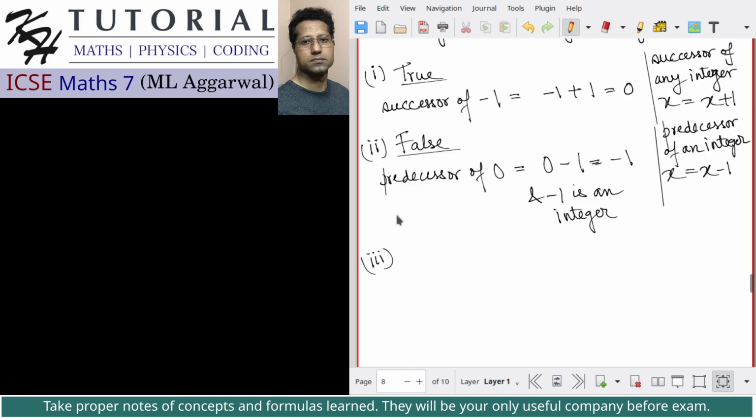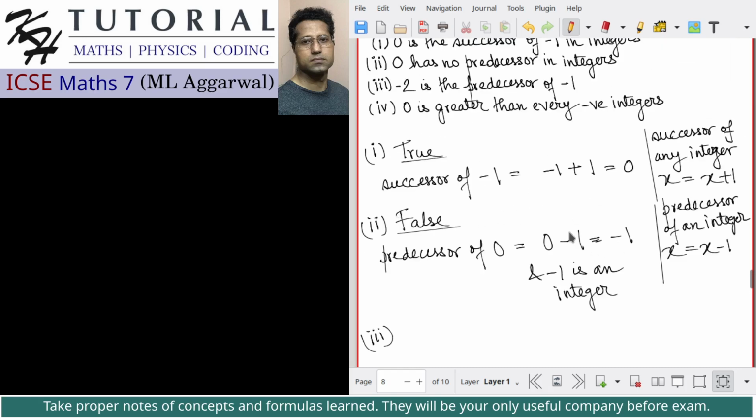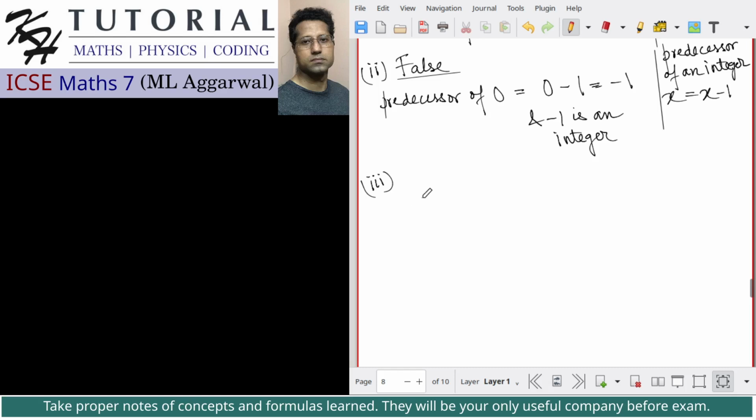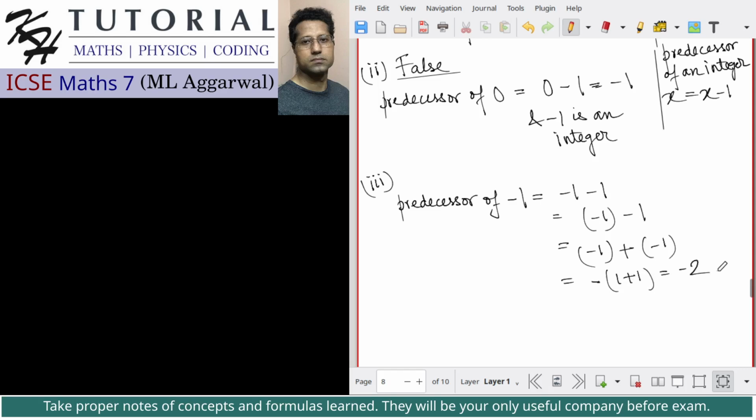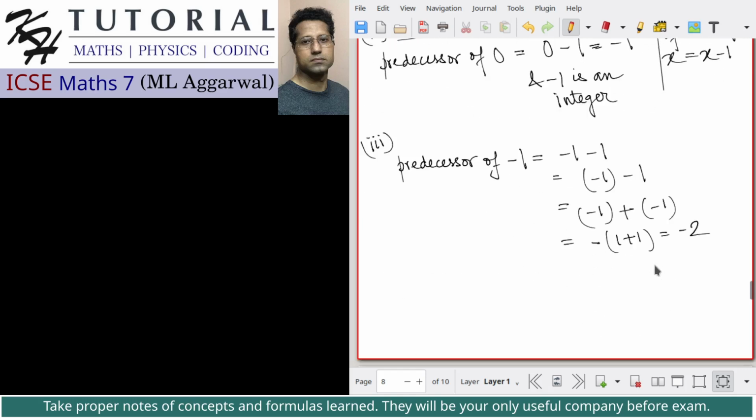Let's do part 3. It says minus 2 is the predecessor of minus 1. Okay. So let's see, predecessor of minus 1 will be equal to minus 1 minus 1. You are subtracting 1 from minus 1. This is nothing but minus 1 plus the additive inverse of 1, that is minus 1. So you are now adding two negative integers, which means this is 1 plus 1, which is equal to minus 2. So minus 2 is the predecessor of minus 1. So definitely this is true.